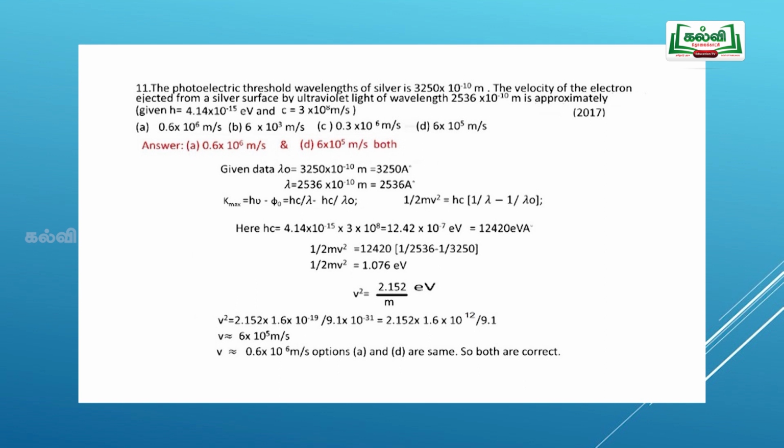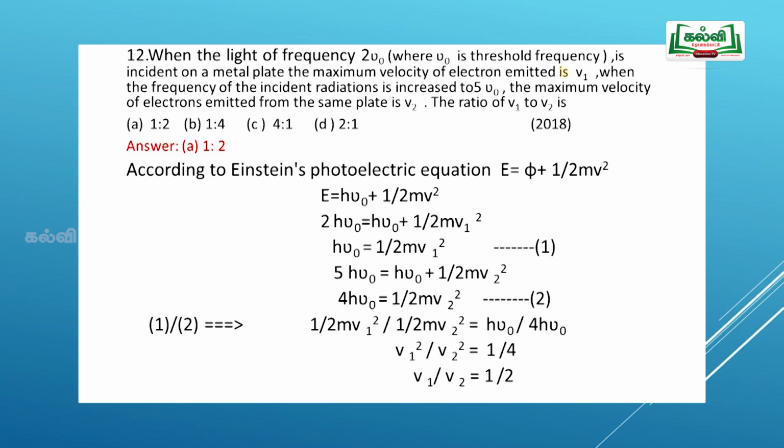So I write this as 0.6 into 10 power 6, because square root of 10 power 12 is 10 power 6. Or give one power to this, it becomes 6. So we can write this as 6 into 10 power 5. Both the options A and B are correct, because 0.6 into 10 power 6 and 6 into 10 power 5 are the same. So both the options are correct. Next we'll move on to the 12th question.